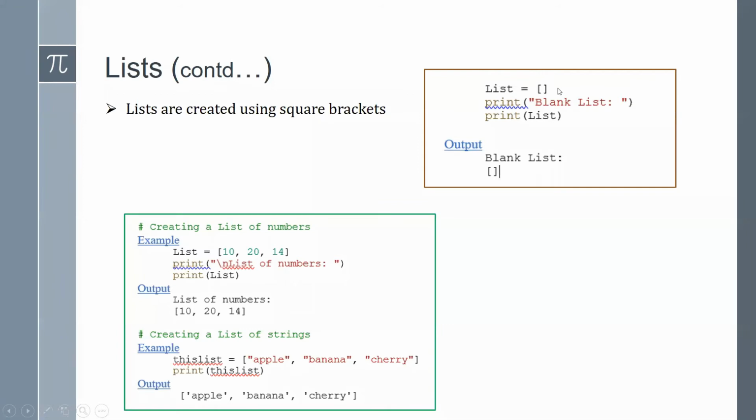So you could create a list as a blank one, or you could create a list of numbers. When you say list equal to 10, 20, 14, this is now a list of numbers. Or you could create a list of strings: apple, banana, cherry, separated by commas. So now this list is a list of fruits, and the system stores this as a list of strings.